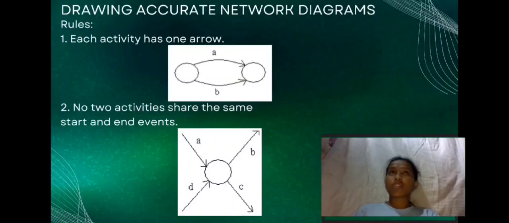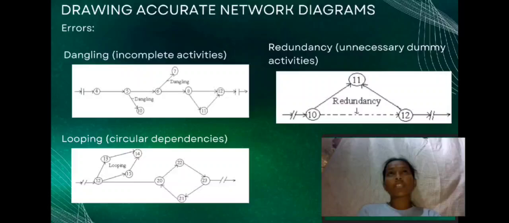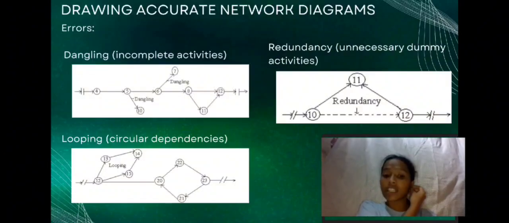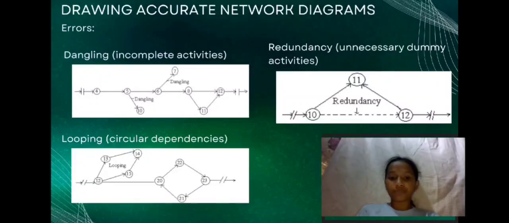This avoids confusion in tracking the flow of the tasks. Now there are common errors we need to avoid. First is dangling. This happens when an activity has no proper end, meaning it's incomplete. Second is redundancy, adding unnecessary activities that serve no logical purpose. Third is looping, when an activity circles back to a previous one, creating a circular dependency. This is incorrect because a task cannot depend on itself.